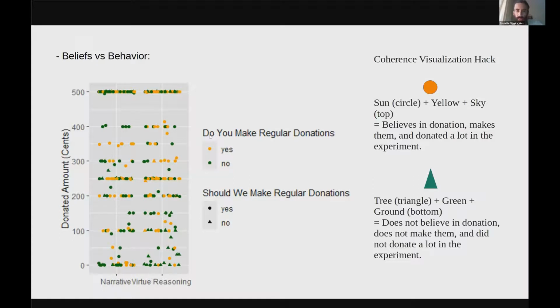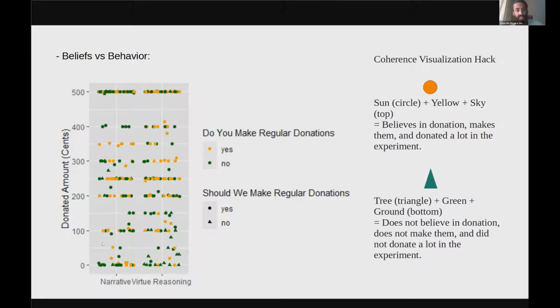In this case, you have: do you make regular donations, yes or no? And should we make regular donations? So circle and triangle. We are looking for patterns, and it's really interesting to see that these are the people who donated the whole amount. There are a lot of green circles here, and green circles reveal some incoherence, because these are people who do not make regular donations, and yet they do believe we should make regular donations.